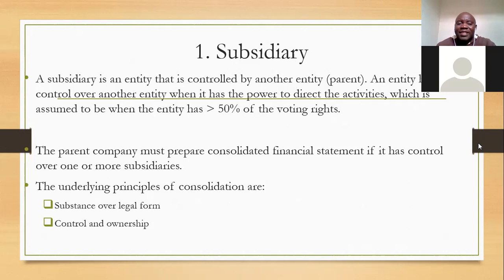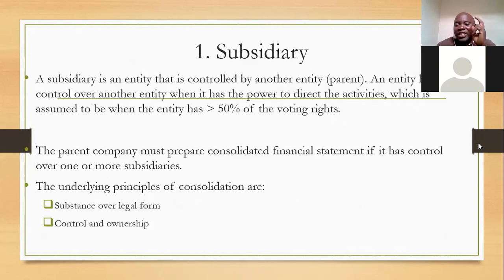So an entity has control of another entity when it has the power to direct the activities. Here we have to be very specific. We are looking at financial and operating. So the parent company must prepare consolidated financial statements if it has control over one or more subsidiaries. And we have given live examples of when a company will be in a position to consolidate the financial statements.